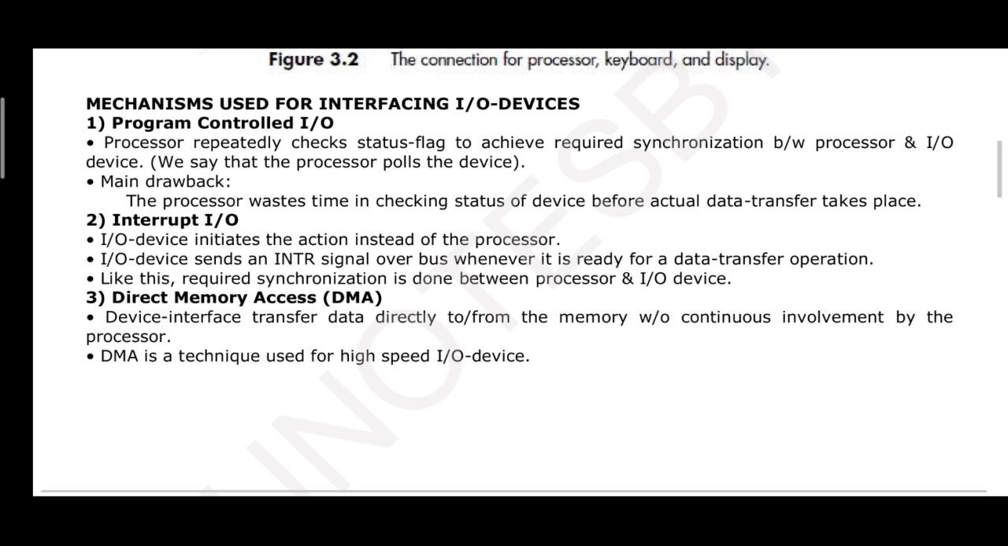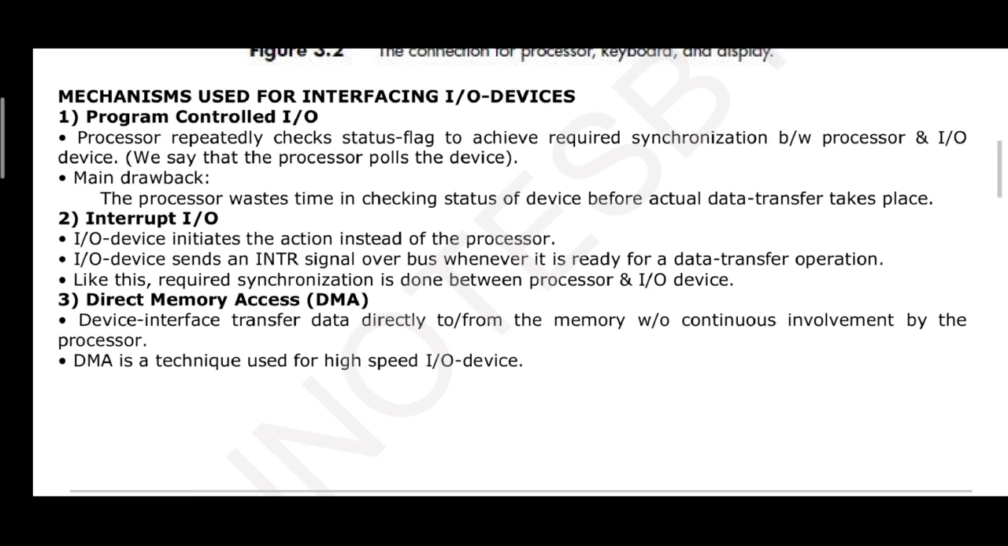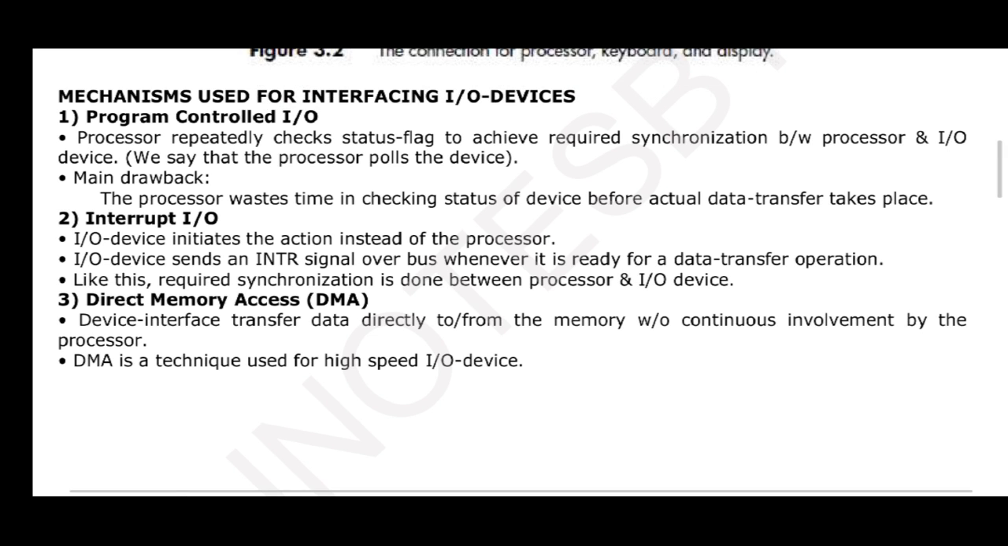So next is about the mechanisms used for interfacing the IO devices. One is program controlled IO. The processor repeatedly checks the status flag to achieve the required synchronization between the processor and the input output device. This is a must, because with IO devices like a keyboard, whether a key is stroked, whether a keystroke is done, then obviously what will happen?